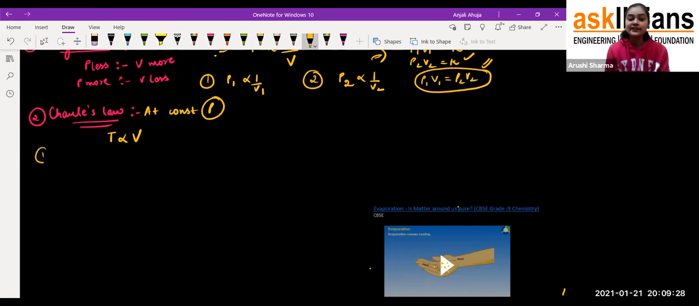Okay, so for the first condition, the initial condition, when I haven't increased the temperature, I'm taking it as T1. So this T1 is directly proportional to V1.